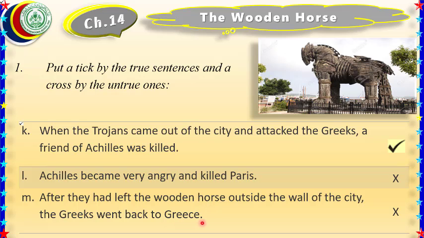After they had left the wooden horse outside the wall of the city, the Greeks went back to Greece. No, they pretended that they had gone, but they were there. Yes, this is a false statement. They pretended that they had gone, but actually they did not go. They were waiting for the night. We have read it in the story.